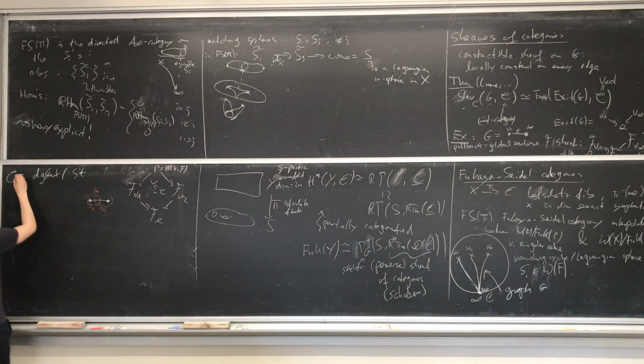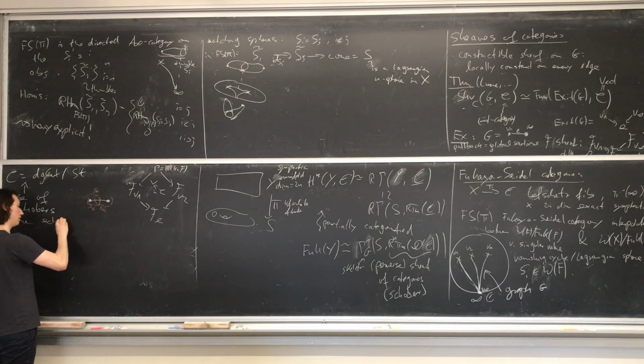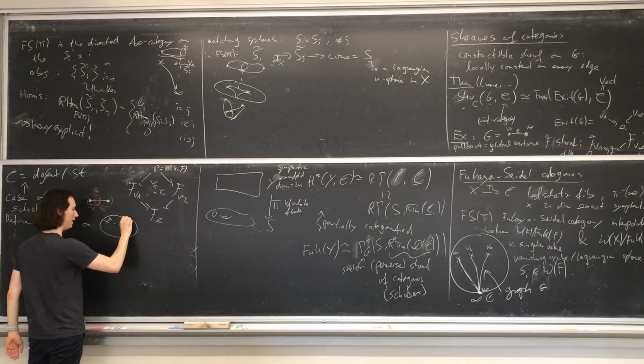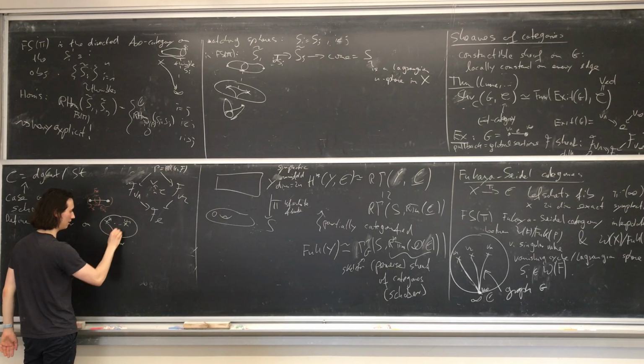So this is the case of schobers. A schober is a sheaf of categories. Specifically, it's a sheaf of triangulated categories or enhanced triangulated categories, which we model by DG categories or stable infinity categories. So when we're talking about schobers, we're talking about constructible sheaves valued in this. Okay. Now I want to define a schober on this graph. So we had this picture here, V1, Vn, V infinity.